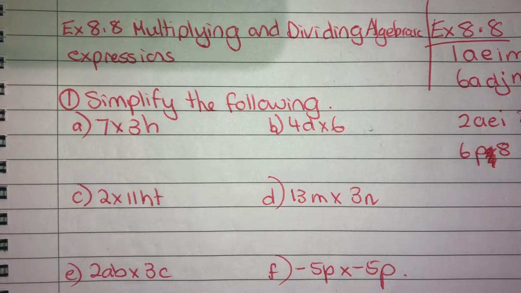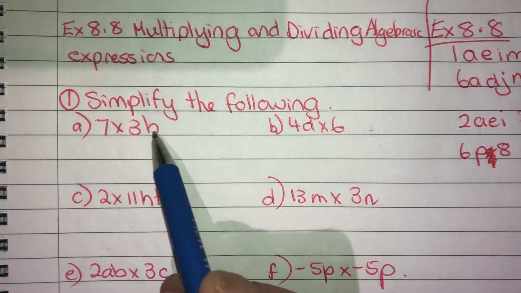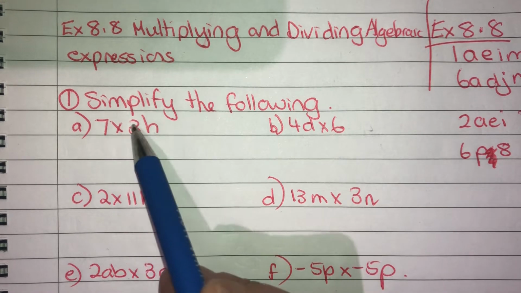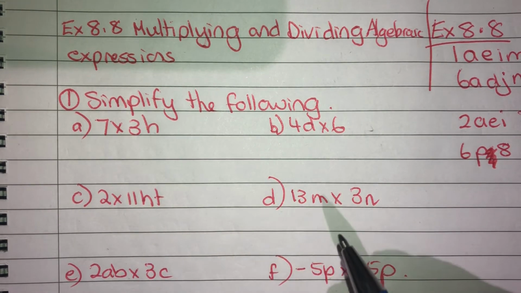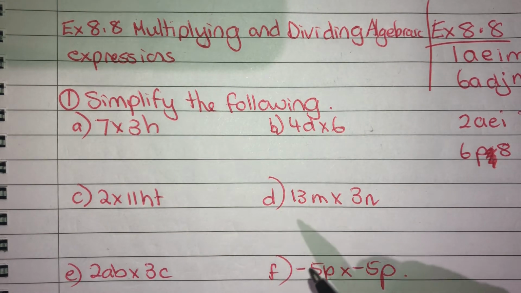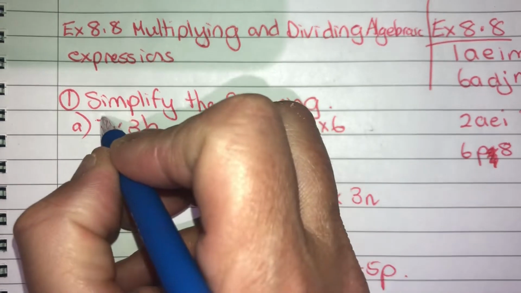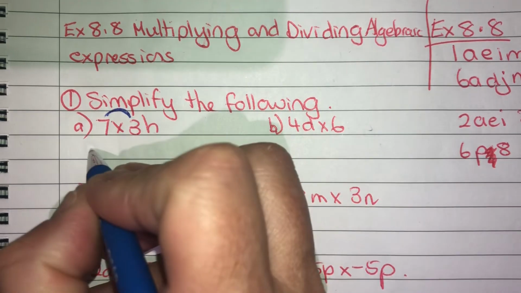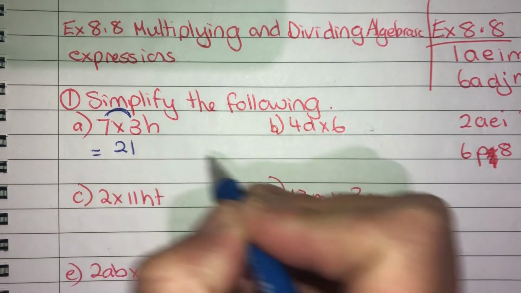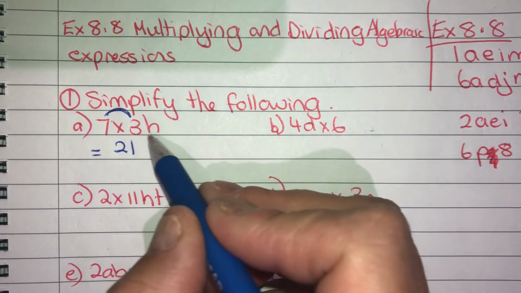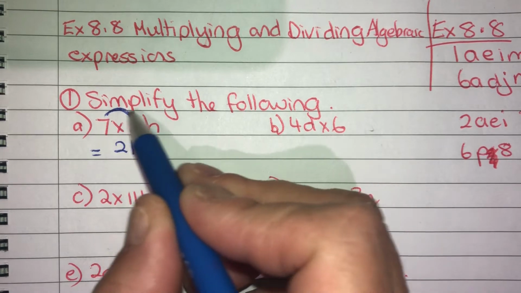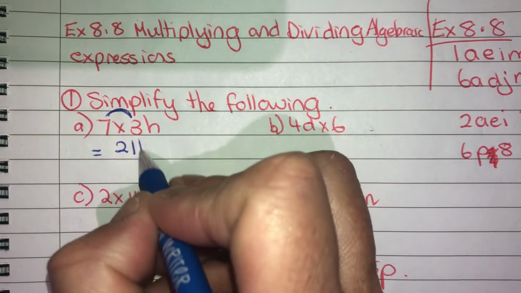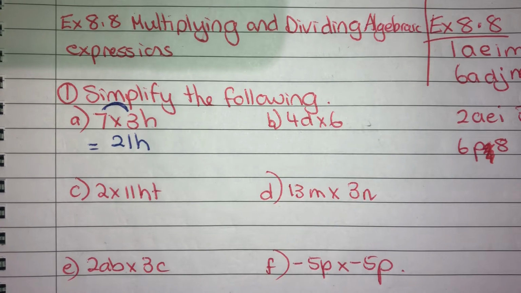All right, so if you've got just one letter and the two numbers here, you multiply the numbers separately to the letters. So first of all, you just do 7 times 3. 7 times 3 is 21. And there's just an H sitting there. So there's no other letter. We can't multiply it by anything. So your answer is just 21H.